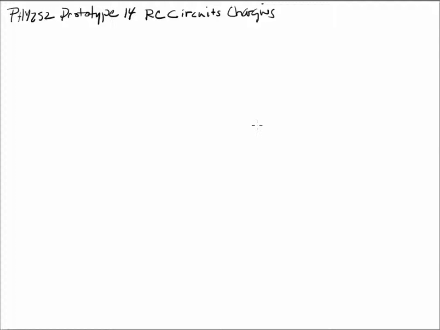Okay, we're going to be looking at RC circuits, mainly the charging of a capacitor. It'll be a combination of a switch, an EMF, a resistor, and a capacitor. This is prototype 14, Physics 252.